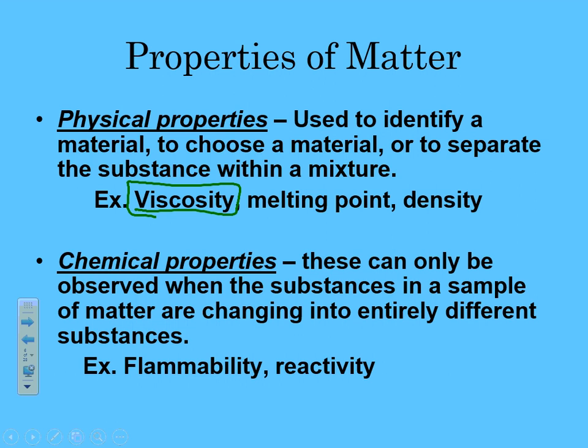So reactivity, flammability. Reactivity is a big one. In 2.1 we talked about the elements. The elements are put on the periodic table in the order in which they're going to react. Some of the elements are very reactive and others not so much, and that's a chemical property. Also, how well they get along with other elements, that's a chemical property. If it blows up, that's a chemical property. If it starts on fire, that's a chemical property. All things that we need to talk about when we talk about matter.